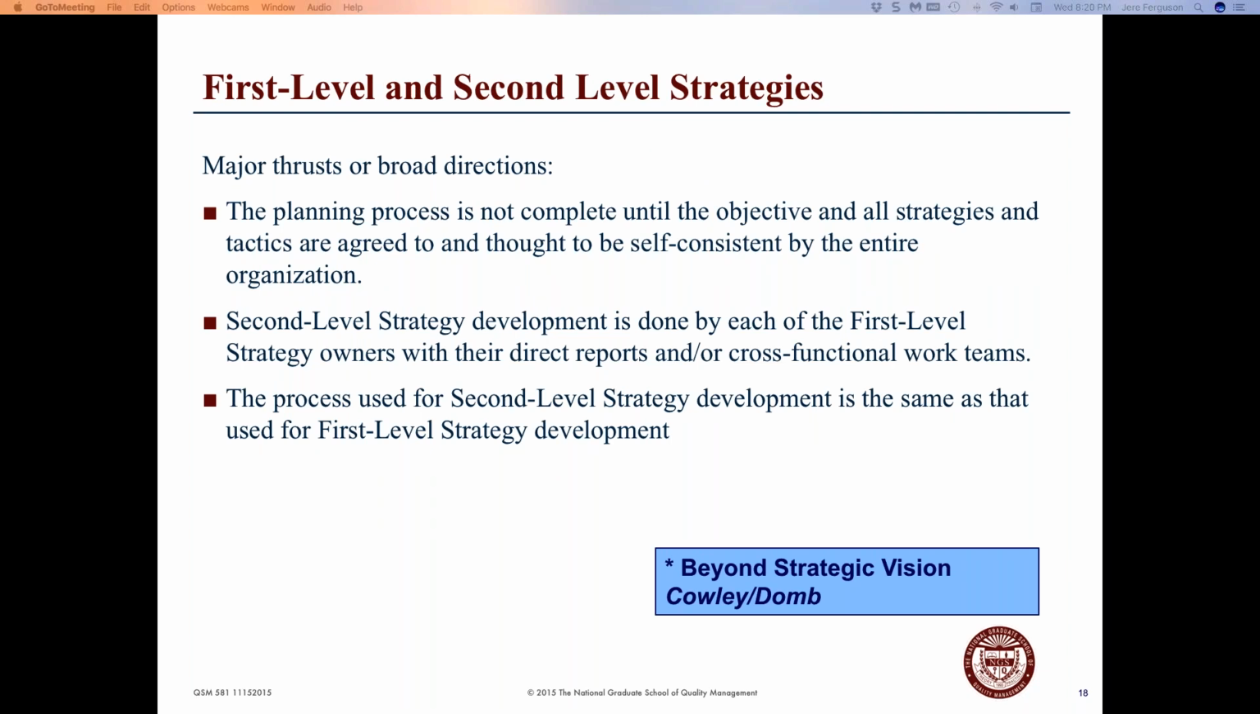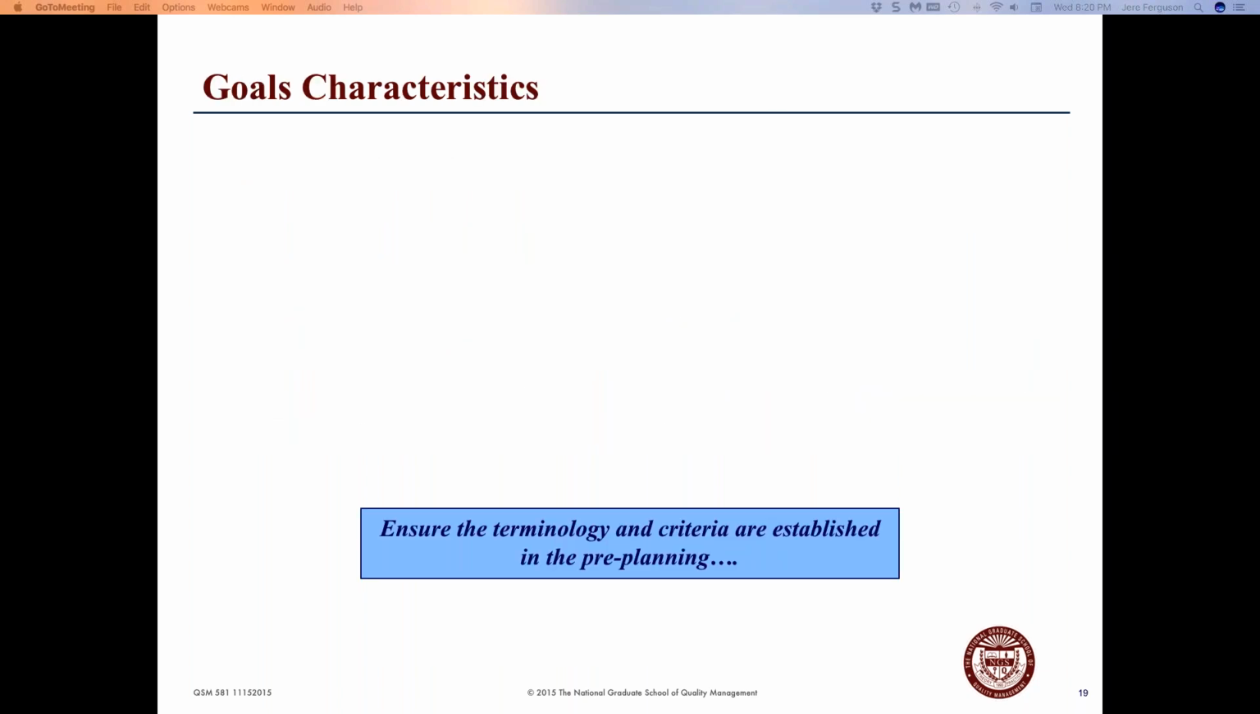The process uses secondary level strategic development the same as it was used in the first level. So we're using the same approaches. We're subdividing, assigning specific responsibilities, and then we're brainstorming to determine how we're going to accomplish it and ensuring that the organization understands where they're going and why they're doing what they're doing and the value of it.